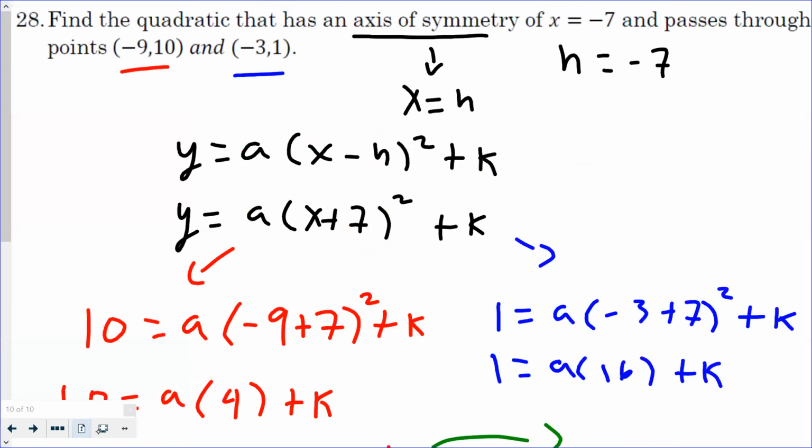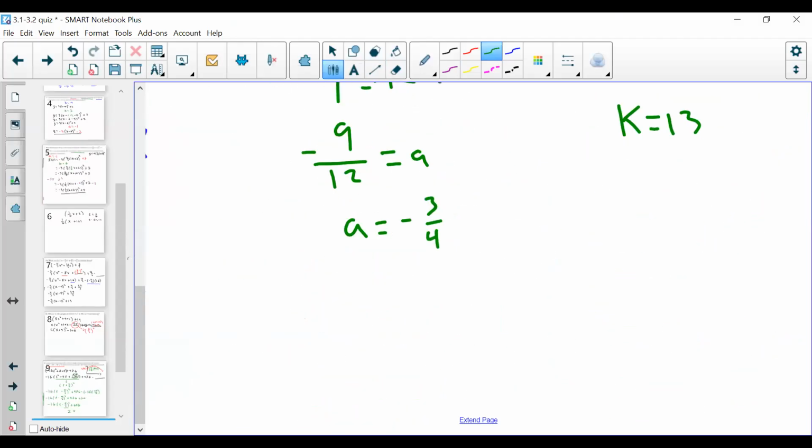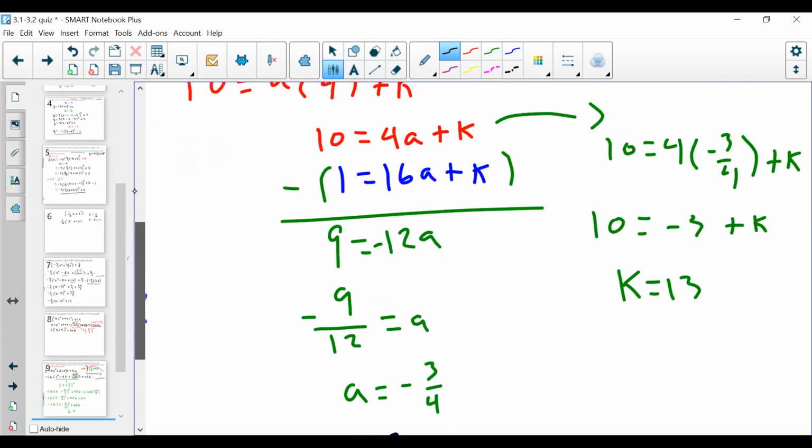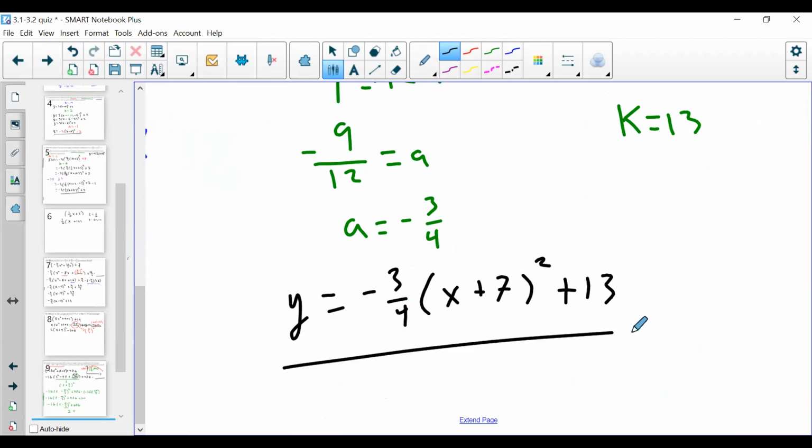I plug everything in. So my final answer is y equals my a of negative 3/4 times x, what's my h? Negative 7, so x plus 7, all squared plus 13. That's your answer.